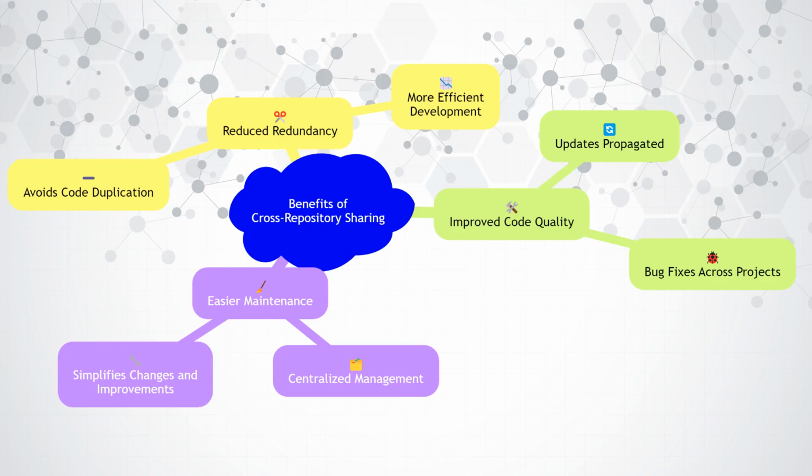Cross-repository sharing offers several benefits, including reduced redundancy, improved code quality, and easier maintenance. By sharing common components, teams can avoid duplicating code across multiple repositories, leading to a more efficient development process. This approach also ensures that updates and bug fixes are propagated across all projects that use the shared components, enhancing overall code quality. Additionally, centralized maintenance simplifies the management of shared code, making it easier to implement changes and improvements.